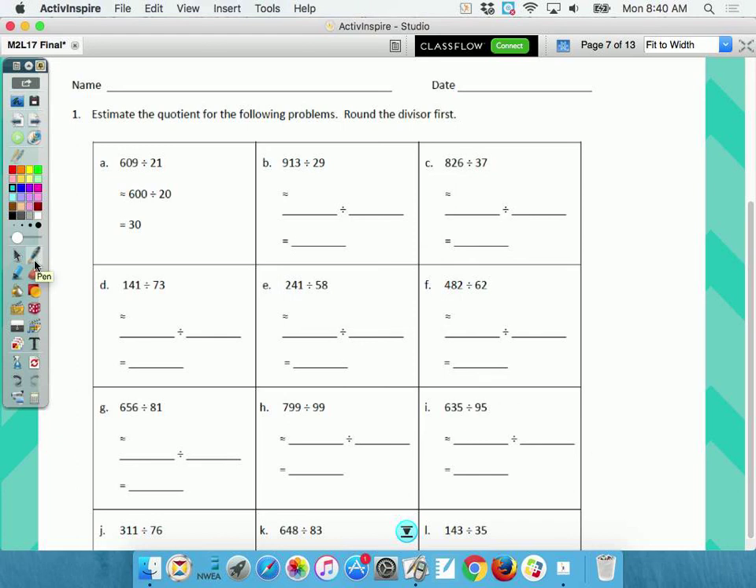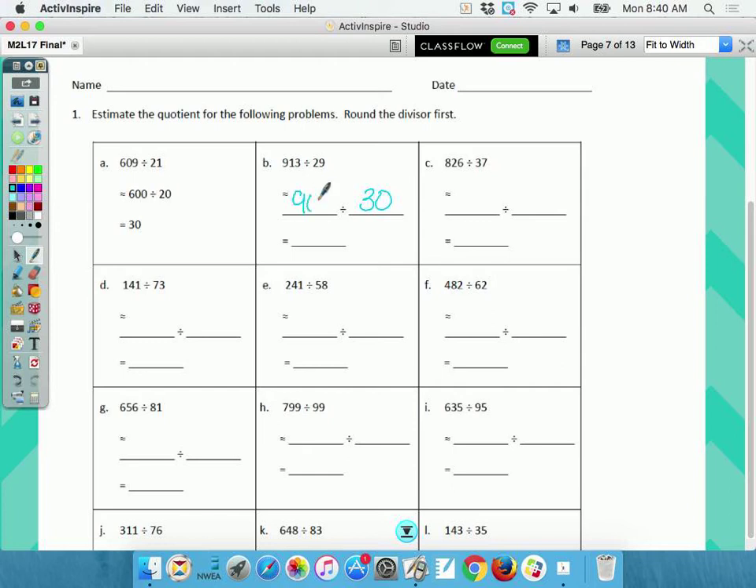Look at problem set 17. It says estimate the quotient for the following problems. Round the divisor first. Okay, so B, 29 rounds to what, boys and girls? 30. So I'm looking at 913, which would be 910. It had around 900. Yes, go down to 900.